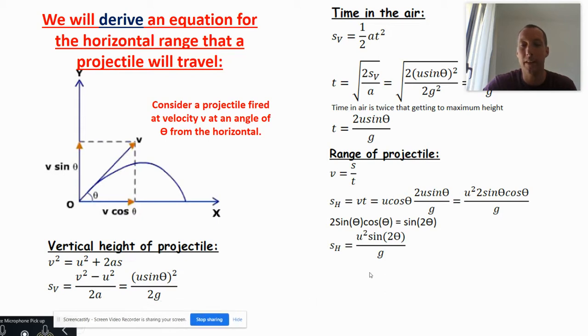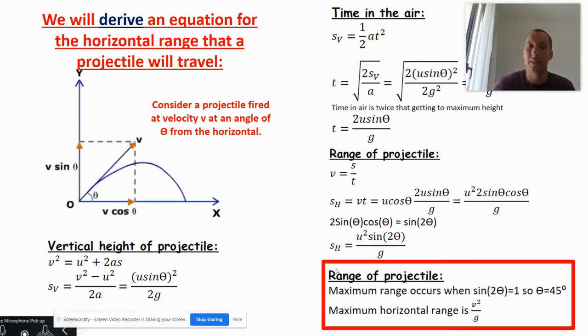Now from that, in terms of the range of the projectile, there's 2 things I'm going to get out of it. One, the maximum range is always going to occur when sine 2 theta equals 1, because anything inside a sine function, the biggest value it can take up is 1. So it could be anywhere between 0 and 1. So if I got the angle perfect, it would give me a value of 1.